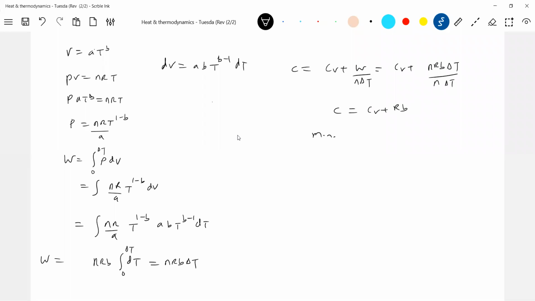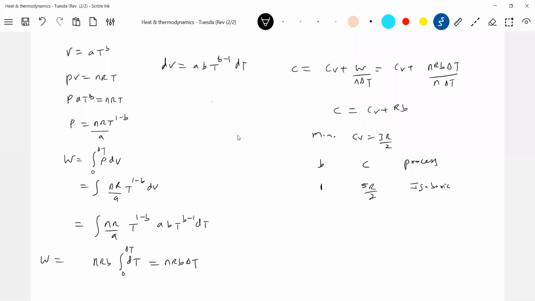So, monoatomic gas. Now the value of B, molar capacity and the process. What is the value of B? Let me put B equal to 1. If B equal to 1, what process will it be? Isobaric process. And the value of C will be how much? 3R by 2, 5R by 2. Then it will become an isobaric process.